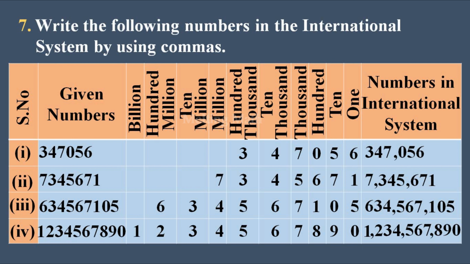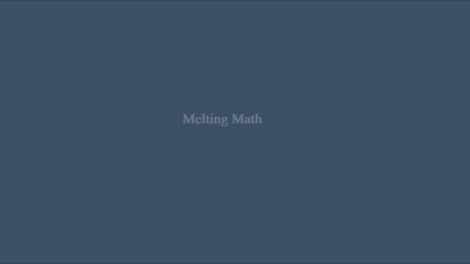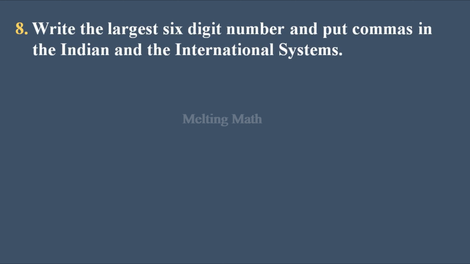Without making this tabular column, we can easily put commas according to the international system. But if they ask this question for 5 marks, you have to draw this tabular column and all, and only then can you get the full mark. Okay, so that's it. Next, write the largest 6-digit number and put commas in the Indian and the international systems.